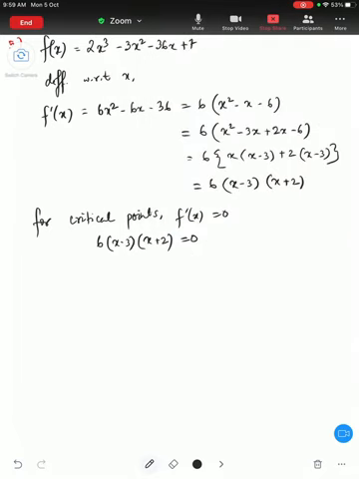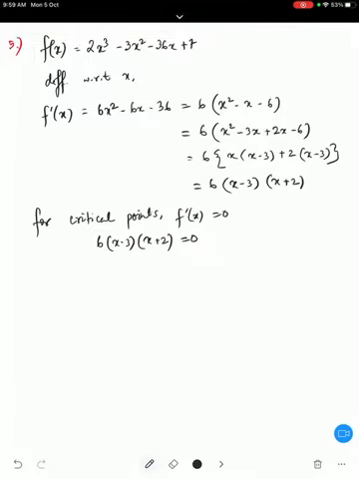So for critical point, f dash is equal to 0. Can anybody tell me what are the values of x for which this one is 0? 6 goes away, so I can write this one like this. Yes, very good. So we have two critical points in here. The two critical points are x is equal to 3 or x is equal to minus 2. I hope everybody got this one.